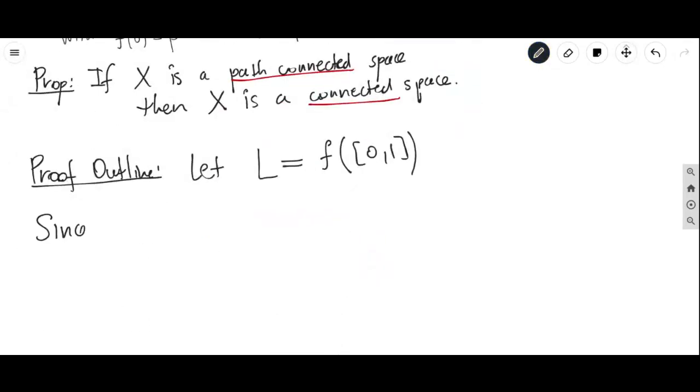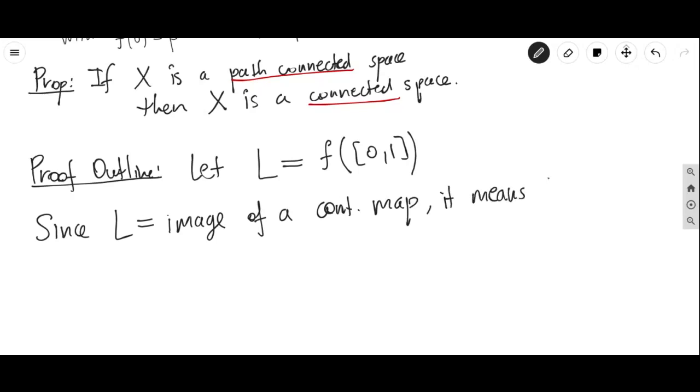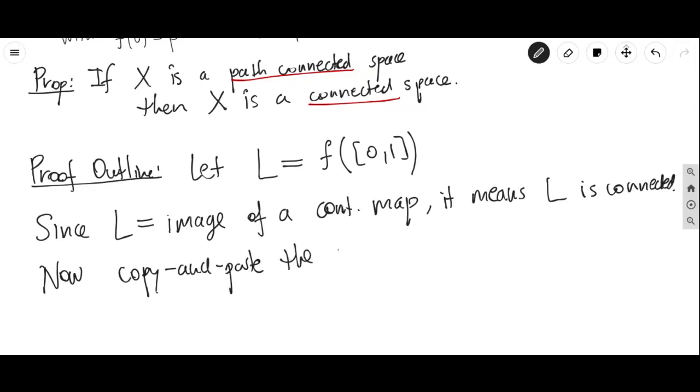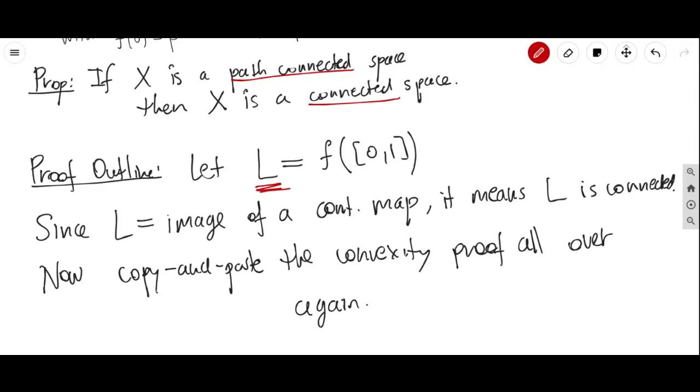And since L is the image of a continuous map, it means L is connected. So now copy and paste the convexity proof all over again. It's the same proof, because in the convexity proof, really the only thing that mattered was that the line segment was connected. And here L is connected and the same proof goes through.